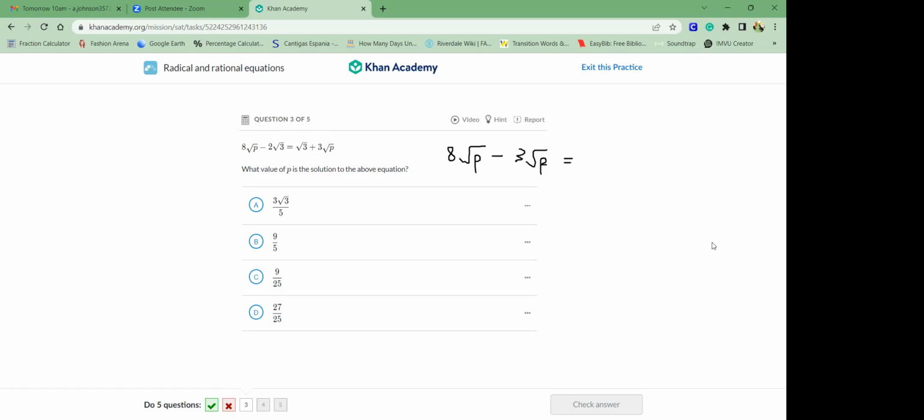And then the root 3, that's on the right side already. You've got the root 3, and you've got 2 root 3. What's the sign in the middle? Plus or minus? Minus. It's minus on the left side. So when you move it to the right side, it'll be the opposite sign, plus.